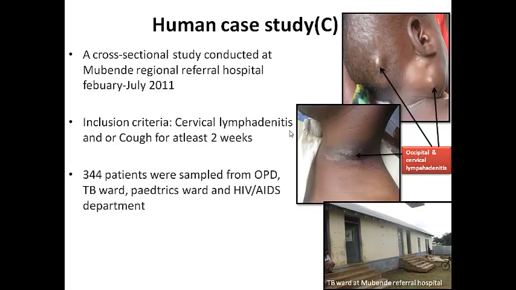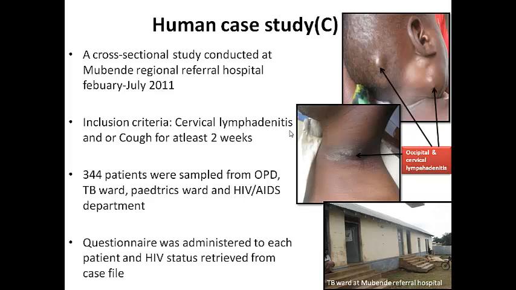In this regard, we sampled 344 patients from the outpatient department, the TB ward, the pediatric lab ward, and the HIV and AIDS department. Questionnaires were administered to every person that we sampled, but also we retrieved their HIV status from their case file if this had been done.